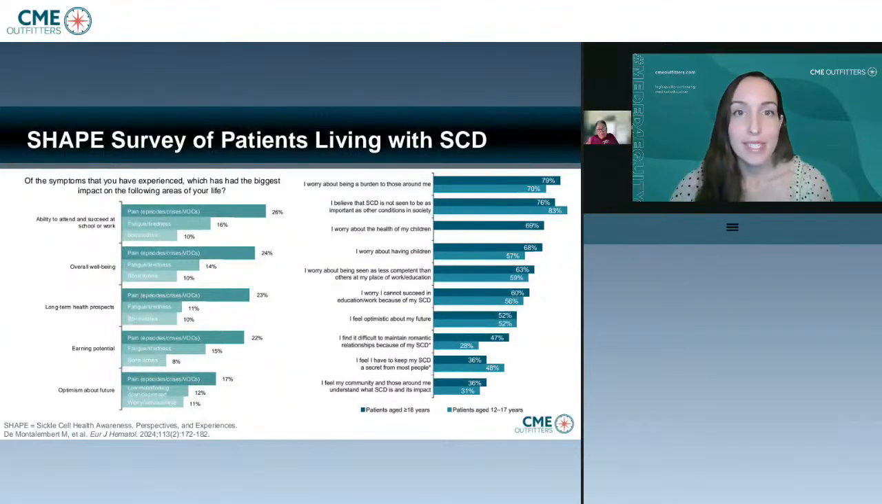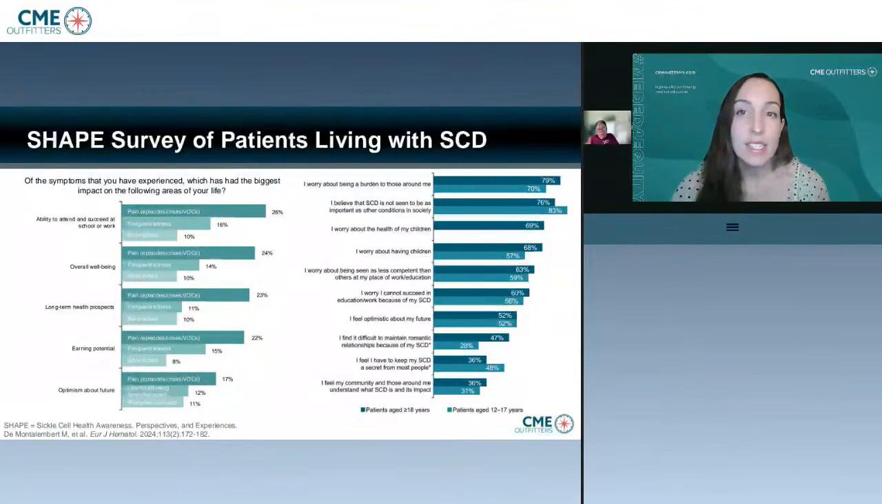Now, this slide is a little bit busy, but it highlights the SHAPE survey of patients living with sickle cell disease, which stood for Sickle Cell Health Awareness, Perspectives, and Experiences. It aimed to assess the multidimensional impact of sickle cell on patients' lives, focusing both on the physical symptoms and the psychosocial challenges. Pain, fatigue, and bone aches dominate pretty much every aspect of life for these patients. You can see that 26% reported that pain was the biggest factor contributing to one's ability to attend or succeed at work or school, and pain impacted nearly a quarter of patients, which then impacts their daily function and overall hope for the future.